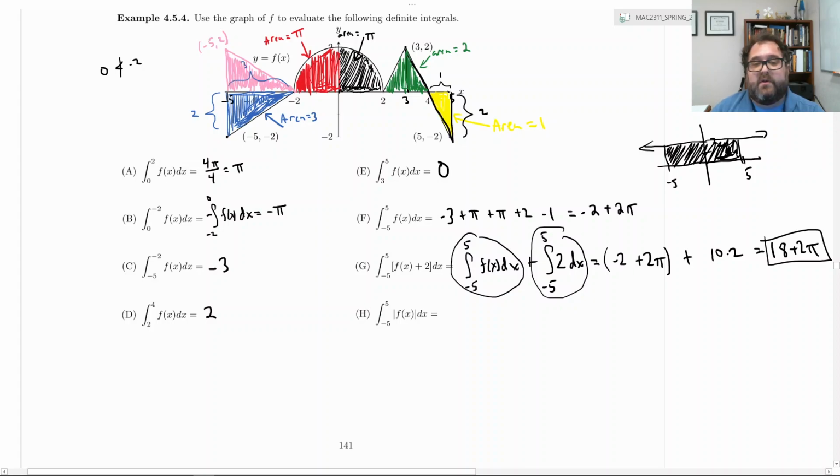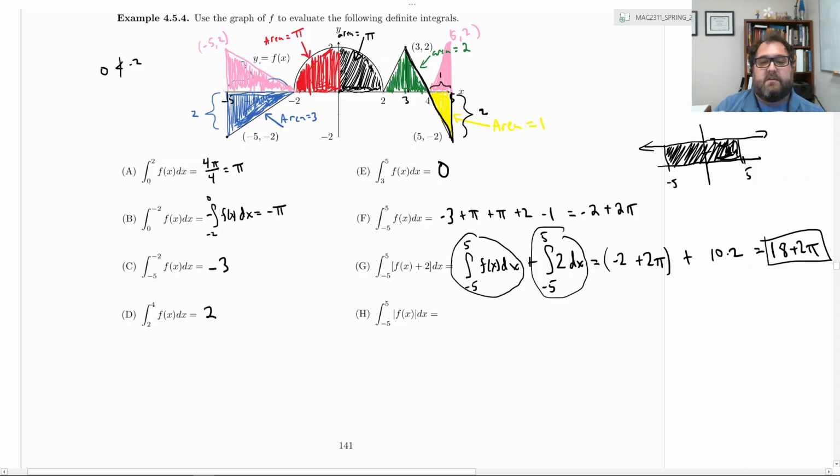And then notice the red region was already at or above the x-axis. Black region was already at or above the x-axis. Green triangle was already at or above the x-axis. But then you go over here to this yellow triangle, it was below the x-axis. So absolute value takes that point 5, negative 2 and flips it up here to 5, positive 2. And so we have instead this triangle.